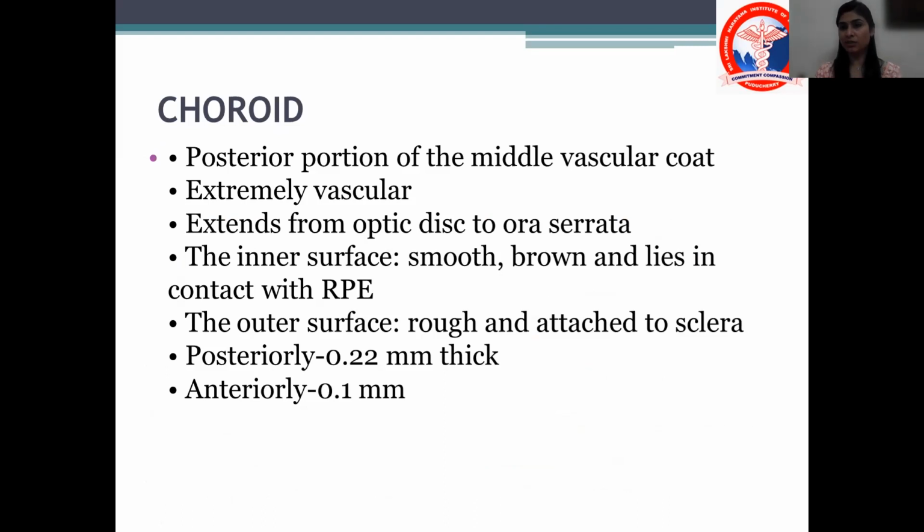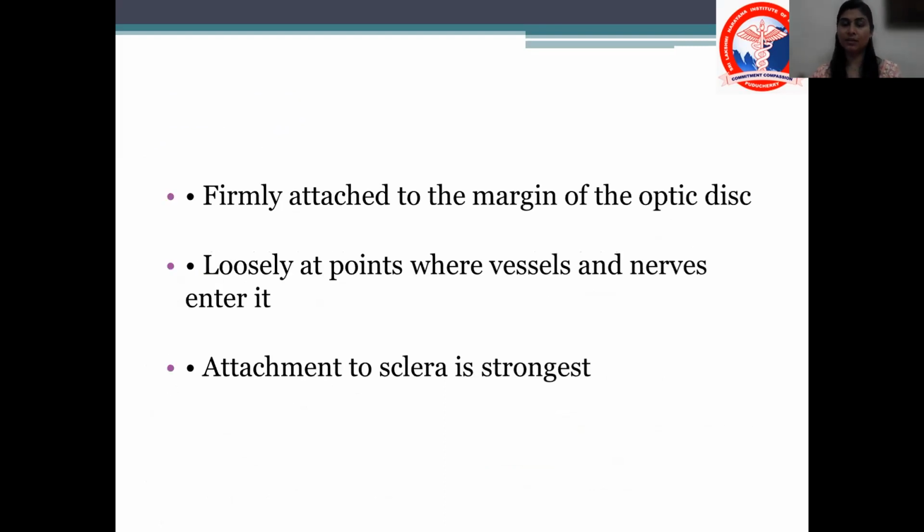Posteriorly, it is 0.2 millimeter thick. Anteriorly, it is 0.1 millimeter thick. It is firmly attached to the margin of the optic disc and loosely at points where the vessels and nerves enter. The attachment to the sclera is the strongest one.